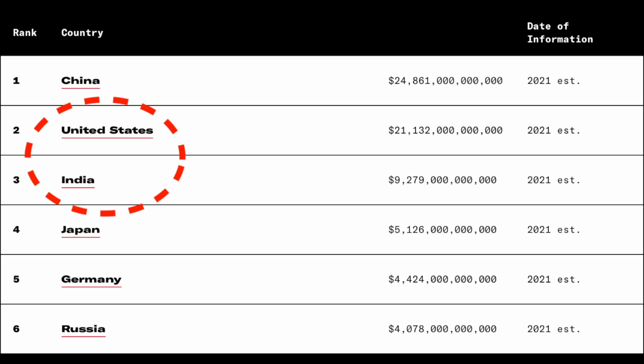In addition, we can also compare the GDPs of different countries. For example, we can compare the GDP of the United States with the GDP of India and see how the economic production varies between these two countries.